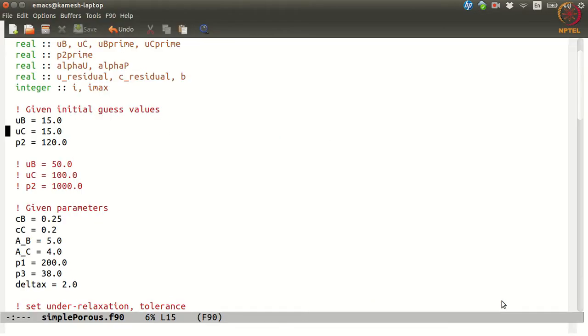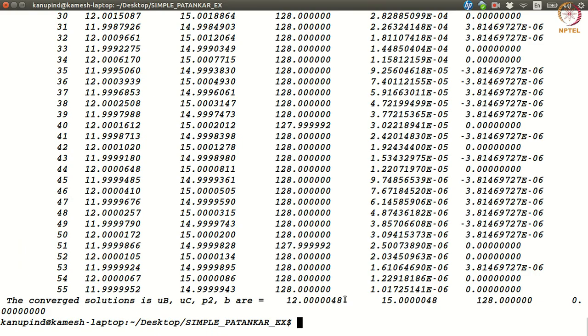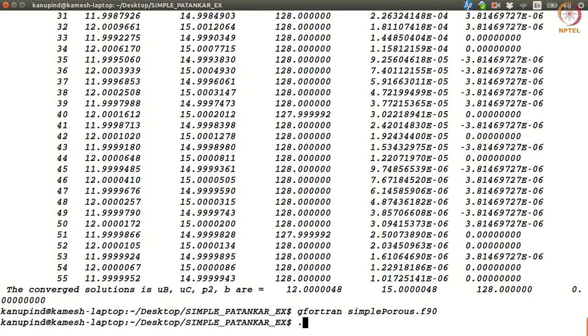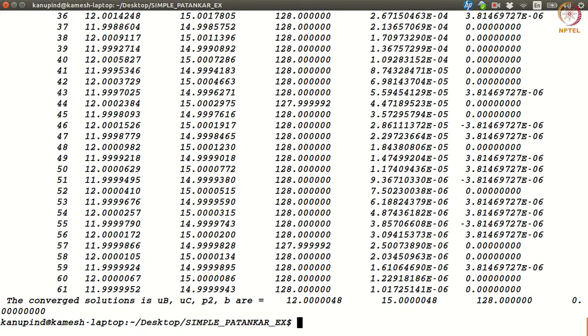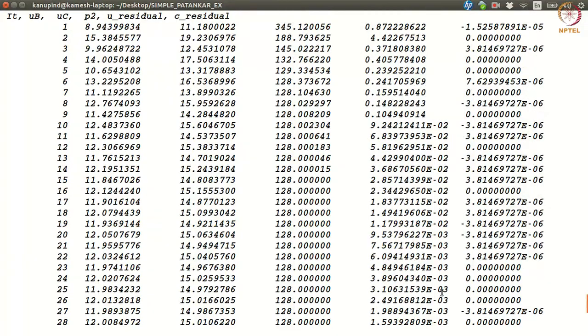Now let us not use what is given by the problem in the book, that is 15, 15 and 120. Let us use these new values: UB is 50, UC is 100, pressure is 1000. Remember that we converged in 55 iterations. So we are going to rerun this problem. So this is gfortran, simple porous, and then run it. Okay, boom. It converges in just 61 iterations, and it converges to the same values, that is 12, 15 and 128.